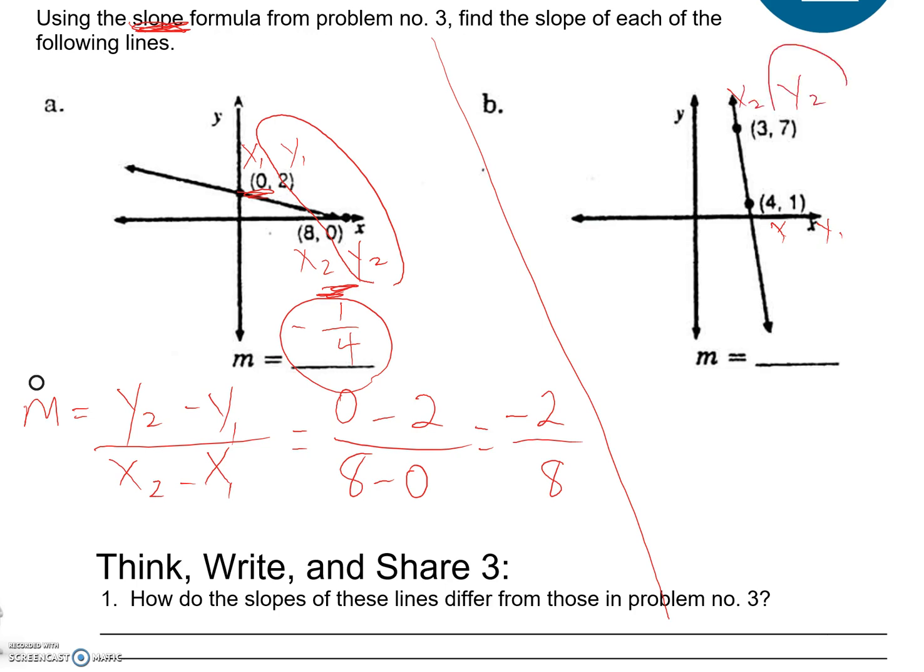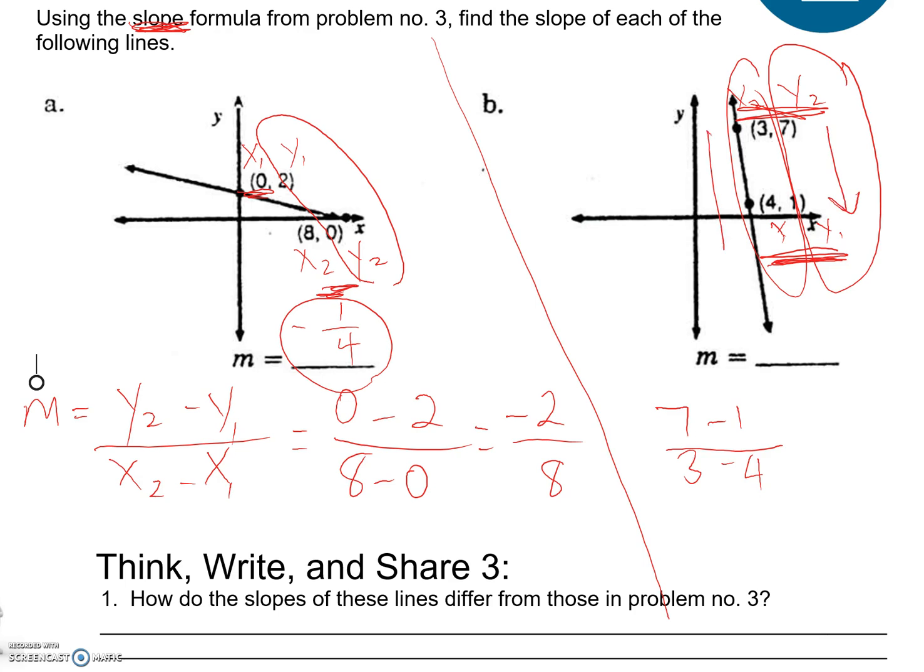Using our slope formula, y2 minus y1 on top of the fraction, and x2 minus x1, 3 minus 4, on the bottom of the fraction. Now, it didn't matter which point we called x1, y1, and x2, y2. It does matter that we're consistent in the order in which we subtract. Okay, 7 minus 1 is 6. 3 minus 4 is negative 1, and we get a slope of negative 6 over 1, or we could just say negative 6. What do you notice about these slopes as compared to those in the previous problem?